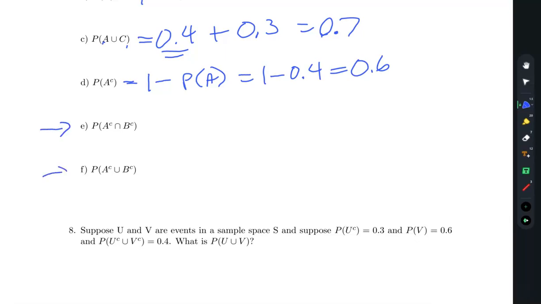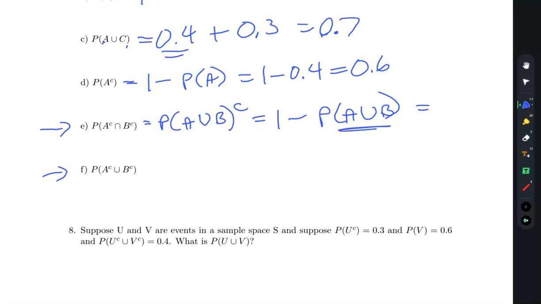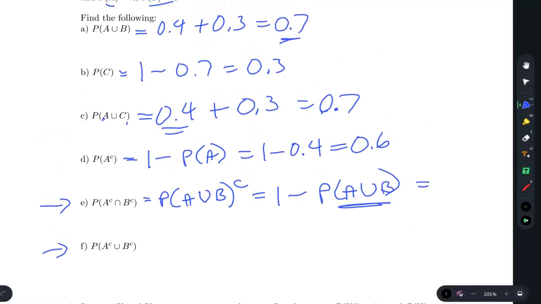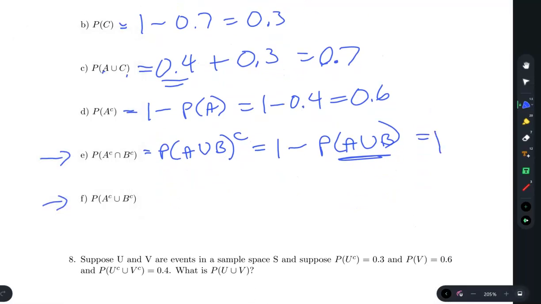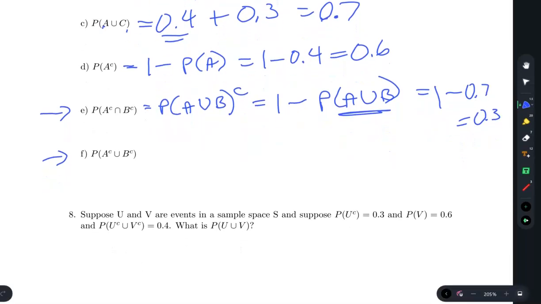For these 2, I would want you to use De Morgan's. So this is the same thing as saying A or B all complement. So that's like saying 1 minus the probability of A or B. We know the probability of A or B from way up here. So I get 1 minus 0.7, so that gives me 0.3.